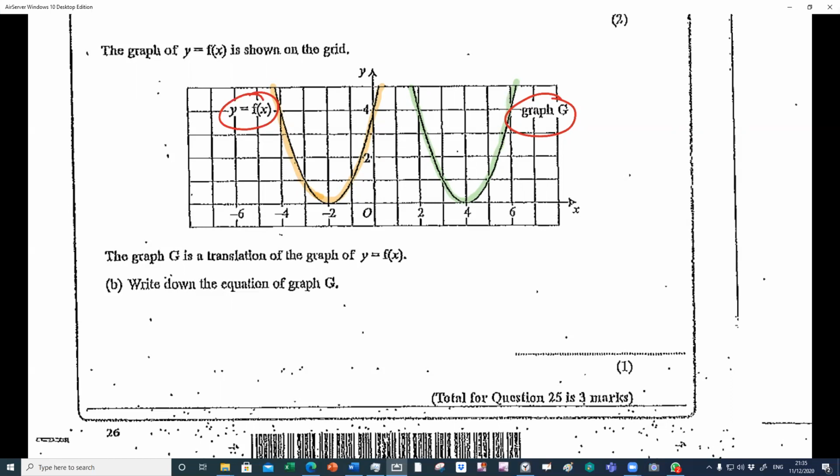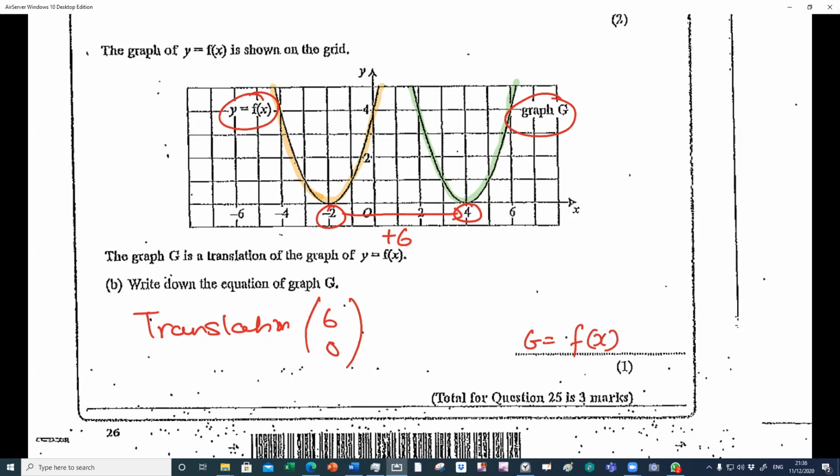They moved it across from -2 all the way to 4. So how many jumps have we done? 6. Fantastic. So what do we call that? A translation, and so it'll be by vector (6, 0). So how would the graph be manipulated? We say then, G will be equal to f of x.